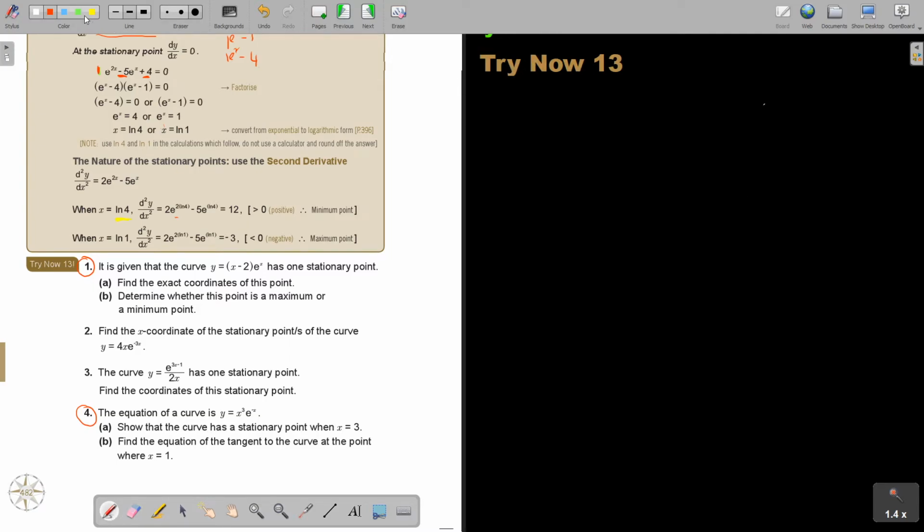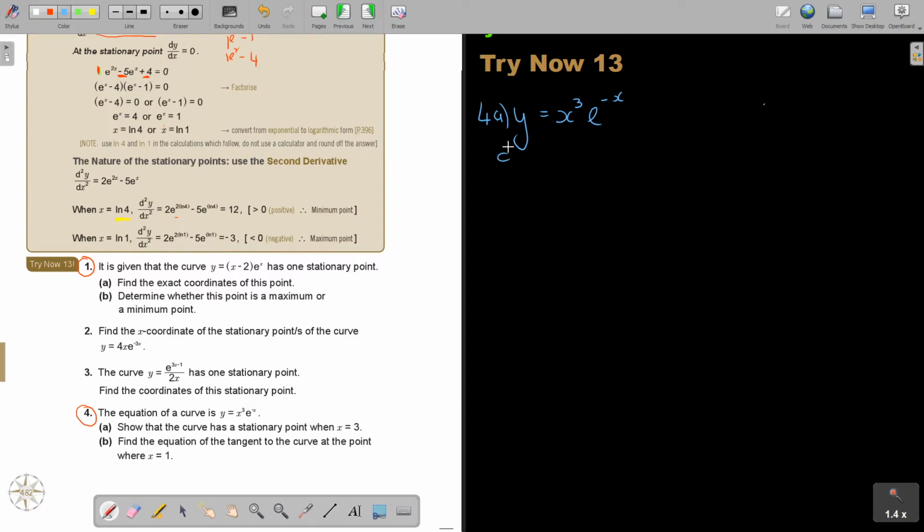Okay, let's start with number 4. The first one, the equation of the curve, and I always like to write it down, it's A. So what is it? It's going to be x³ e^(-x). Show that the curve has a stationary point when x is 3.